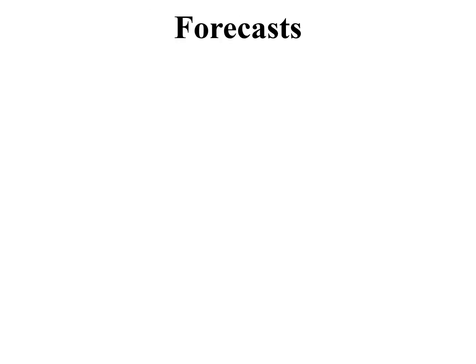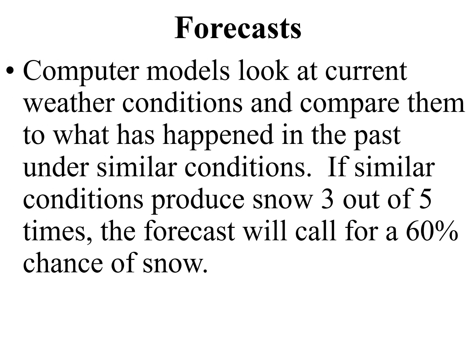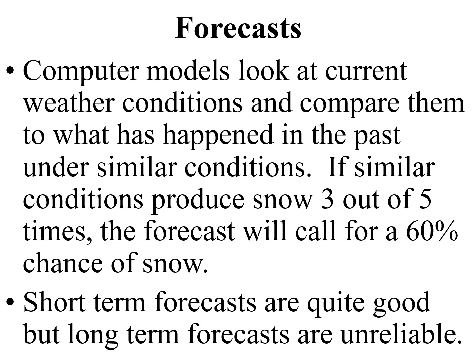To make these forecasts that we so rely on, we use computer models. They look at current weather conditions and they compare them to what has happened in the past under similar conditions. If similar conditions produce snow 3 out of 5 times, the forecast will call for a 60% chance of snow. Short-term forecasts are really quite good, but long-term forecasts are unreliable. So for 3 days, forecast is pretty good. For 5, not so good. For 10 days, it's really kind of getting iffy.